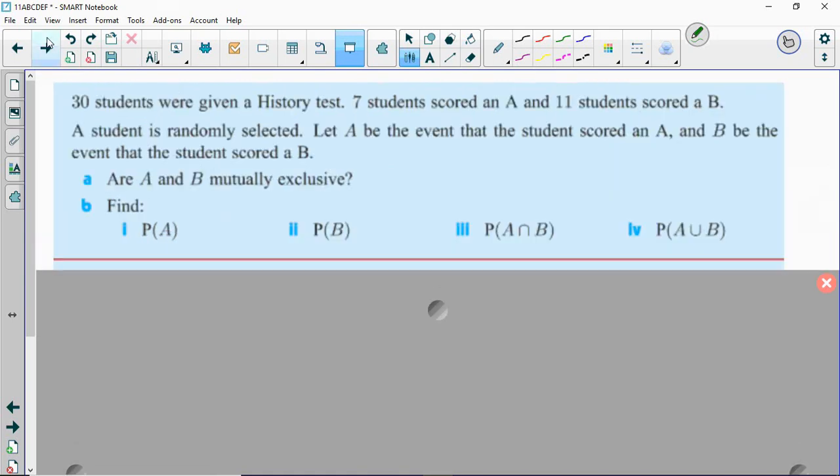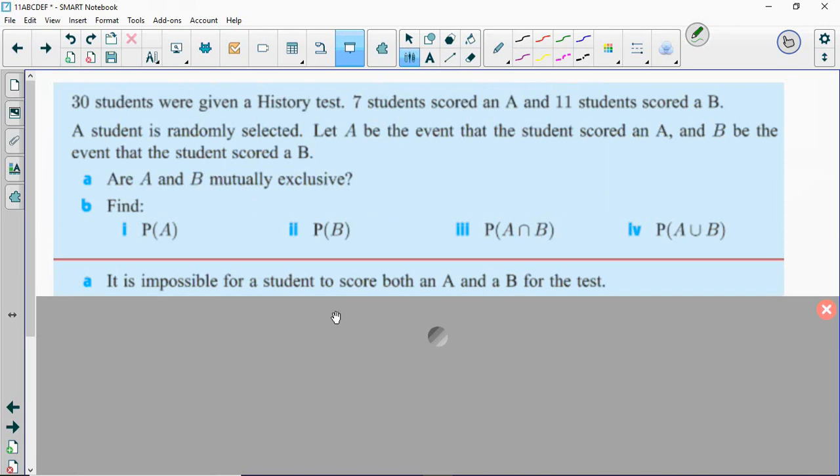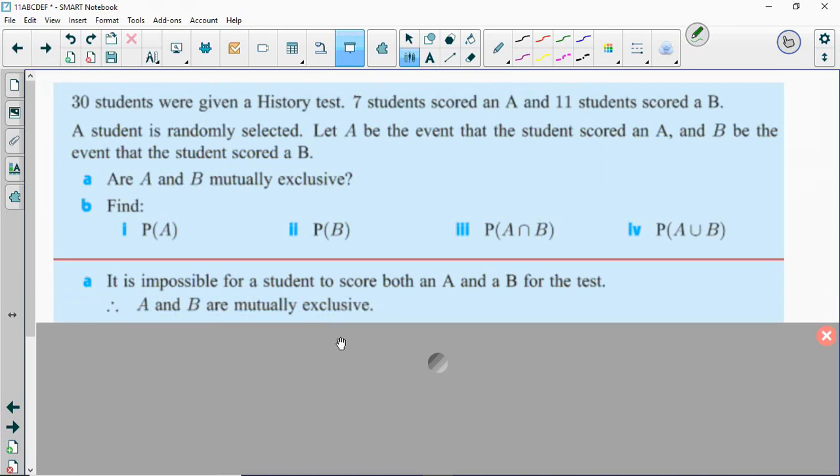And final example for this video. What do we do with something like this? Well, first of all, part A, are A and B mutually exclusive events? Well, yeah, you can't score both an A and a B on the test. There will be students who score A and other students who score B, but a particular student cannot score both an A and a B. So those are definitely going to be mutually exclusive events.